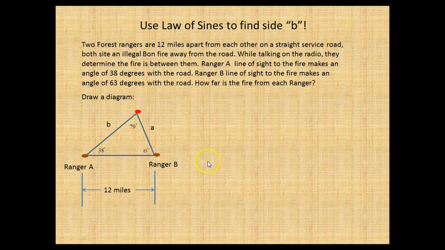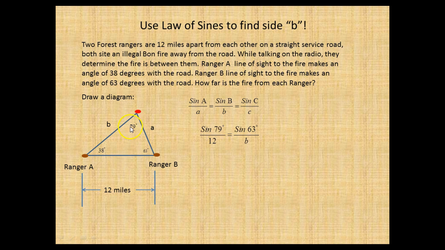Let's use the law of sines to find side B. Now we found all of the angles in the triangle. We got 38 degrees, 79 degrees, and 63 degrees. And we have two rangers, A and B, 12 miles apart. So let's use the law of sines to find side B.